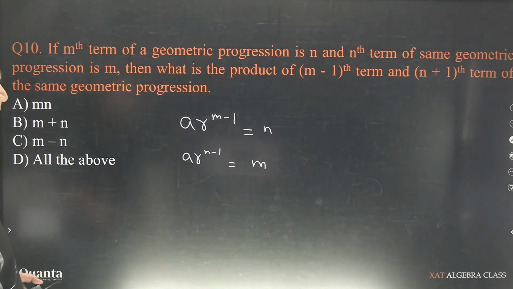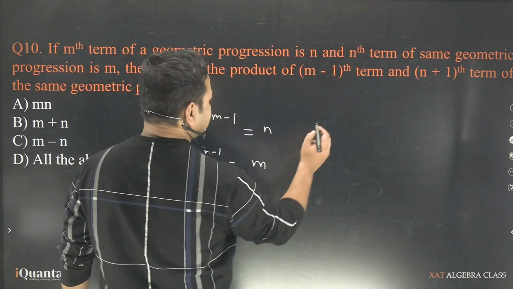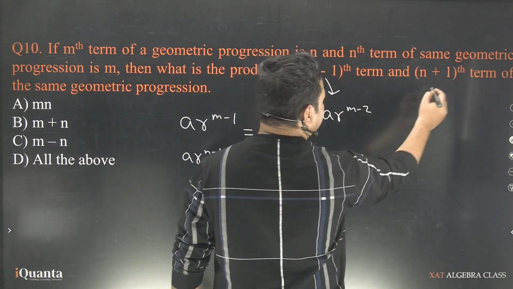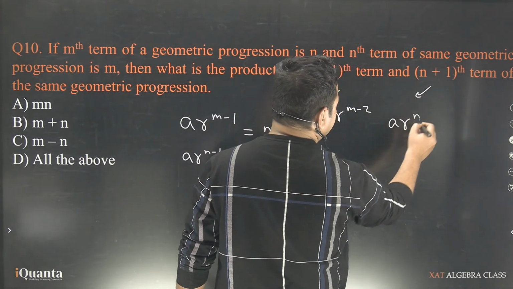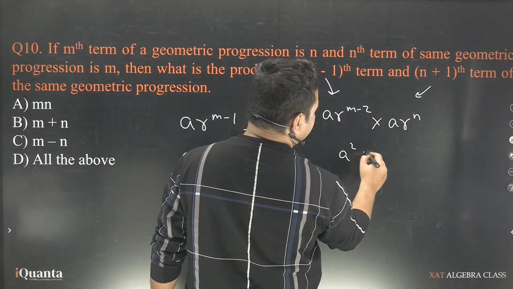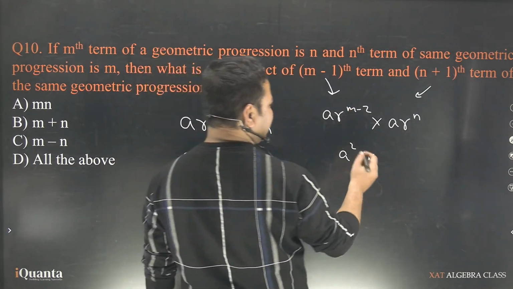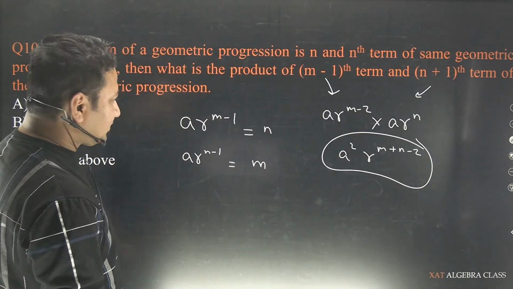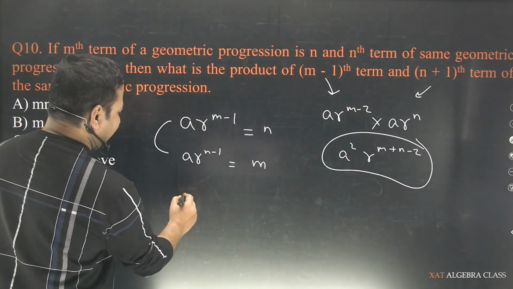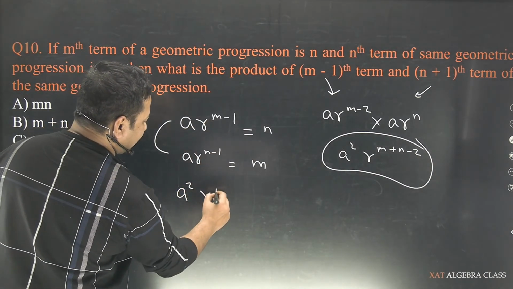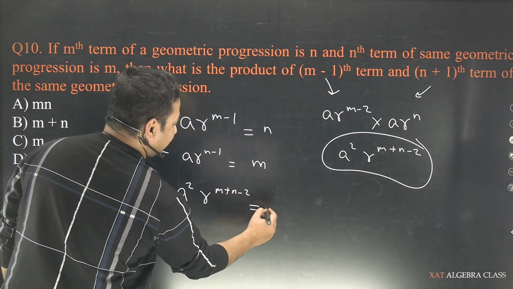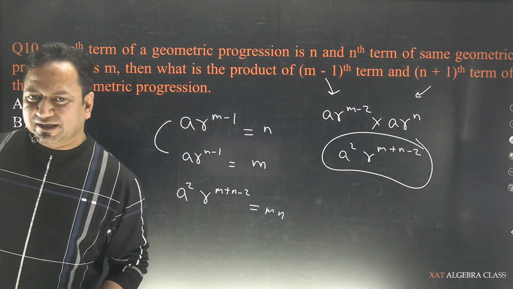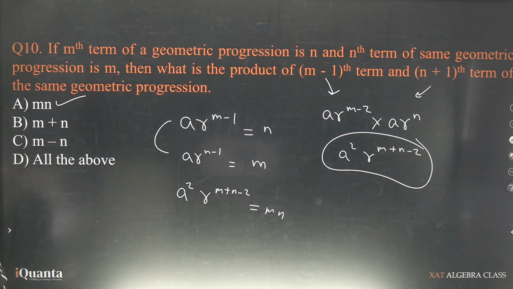Product of the m minus 1 and n plus 1th term. So the m minus 1 term will be a r to the power m minus 2, and the n plus 1th term will be a r to the power n. We need to multiply these two. We get a square r to the power m plus n minus 2, as the powers are added because the bases are same. Left hand side is equal, right hand side has to be equal. Mn has to be our answer. This is an easy question. Coming to the next one.